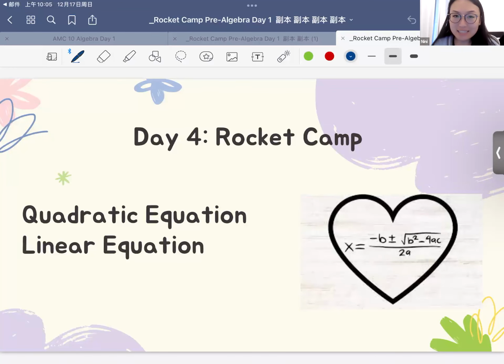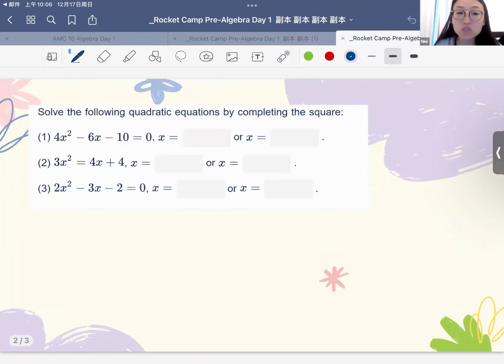Hi everyone, this is teacher Tianshi from Sync Academy, and today is our day 4 rocket camp, and we are going to walk through two questions related to the quadratic equation and also linear equation. So quadratic equation is a very important topic in the world of algebra, and let's go over the questions together.